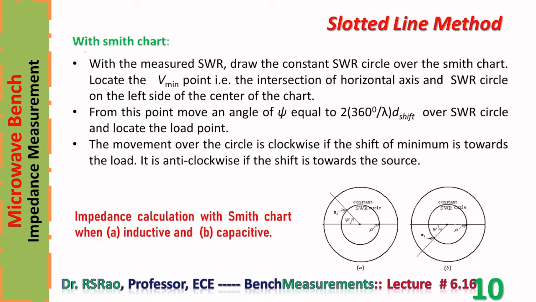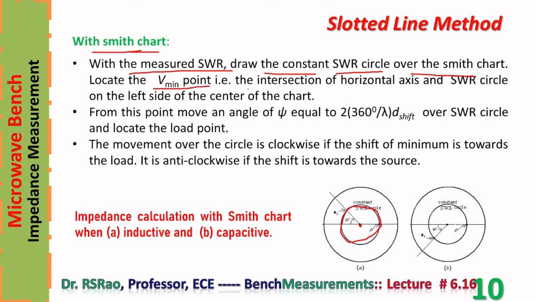One can determine impedance using the Smith chart too. With the measured SWR, draw a constant SWR circle over the Smith chart. So this is the constant SWR circle. Take the center of the chart as the center and rho as the radius. Center to rho, here is rho, center to rho value as radius. Draw a circle; it is called the constant SWR circle.